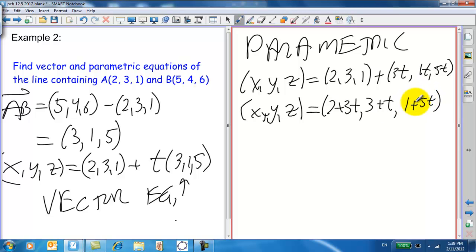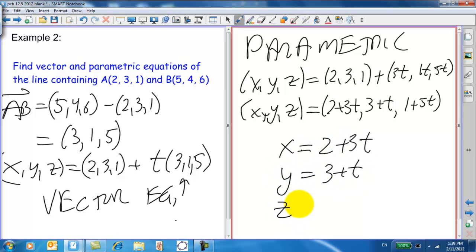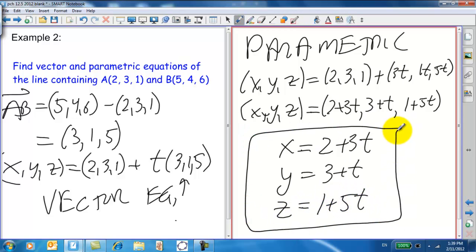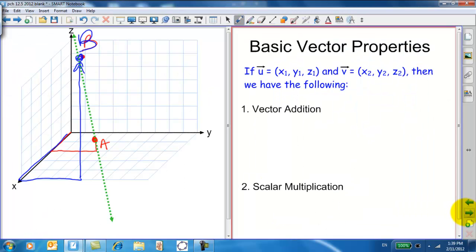And now you can set all the components equal. X equals 2 plus 3t, y equals 3 plus t, and z equals 1 plus 5t. There you go. Now, trying to get this all into one equation, x, y, z, is not going to work out so well. Because when we just get linear equations x, y, and z, we're going to see it's a different shape. It's not a line anymore. But that's another chapter.